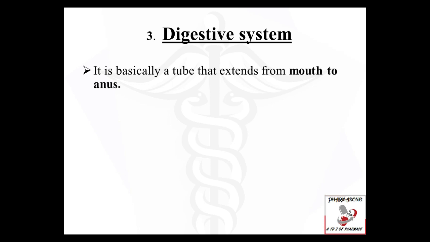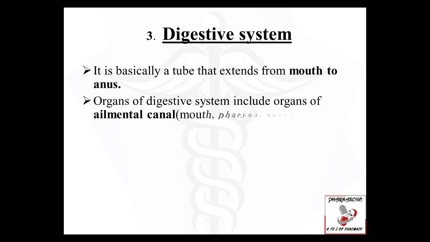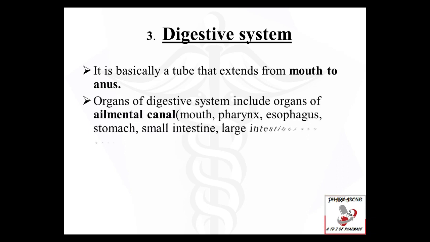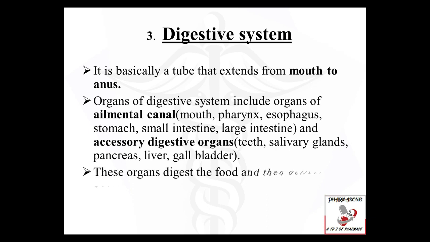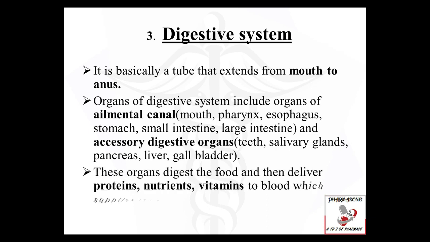Now, the third system of our organ systems is called the digestive system. It is basically a tube that extends from the mouth to the anus. Organs of the digestive system include organs of the alimentary canal, that is mouth, pharynx, esophagus, stomach, small intestine and large intestine, and accessory digestive organs. Those are teeth, salivary glands, pancreas, liver and gallbladder. These organs digest the food and then deliver proteins, nutrients, vitamins to the blood, which supplies them to each and every body cell.